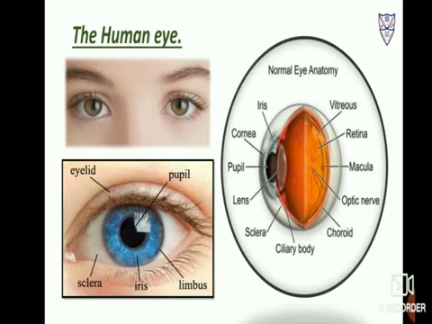Next is crystalline lens, or we can call it the lens. This transparent crystalline double convex lens is situated just behind the iris. It is held in its position with the help of ciliary muscles. And what is the work of the lens? It is to focus the light entering the eye.